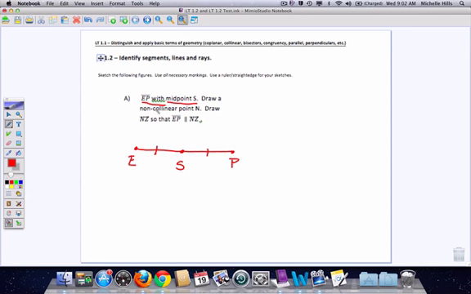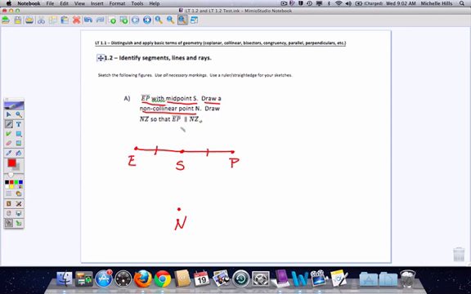Draw a non-collinear point N. So N cannot fall on this segment and it can't fall in line with this segment. So I couldn't put N out here. So I need point N out here somewhere. So draw a non-collinear point N. Draw ray NZ. It's kind of hard to see on this copy.